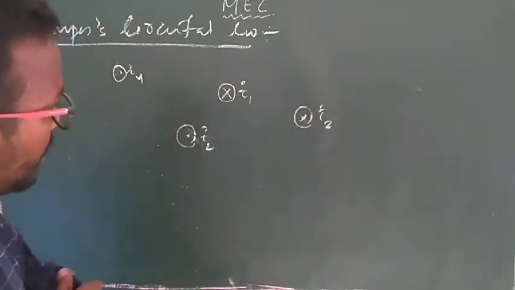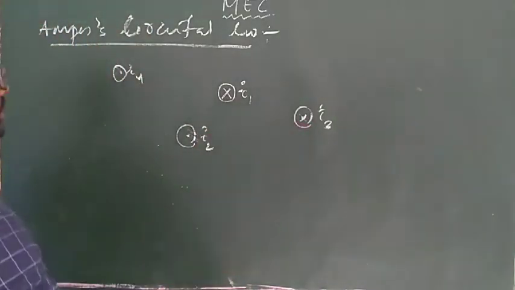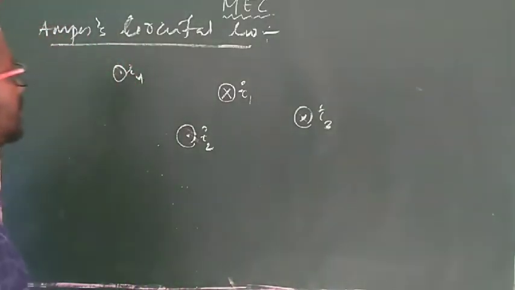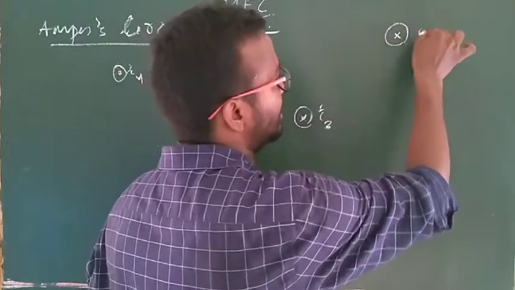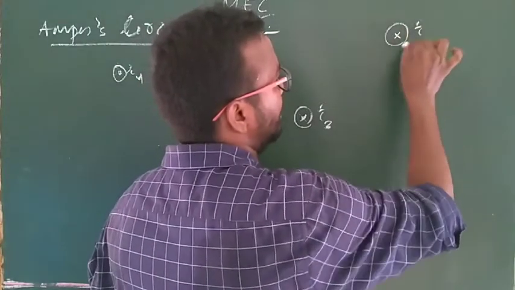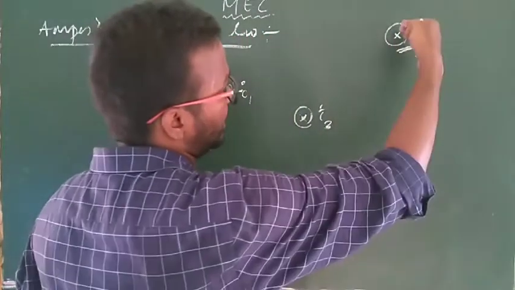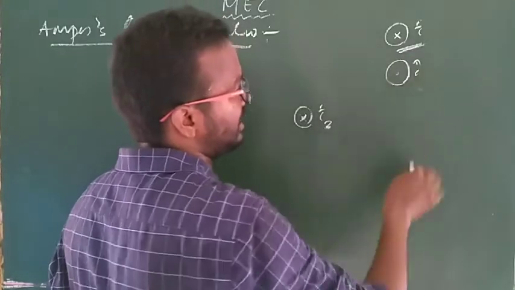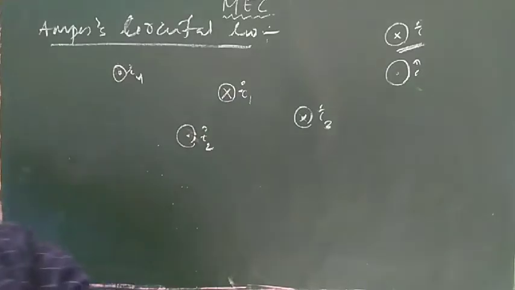The current flowing through the conductors is not the same, it's not equal. There are different currents, different magnitudes of current flowing through the conductors. We know what this dot indicates. This cross indicates that the direction of current is inward and perpendicular to this plane. But this dot indicates that the direction of current is outward and perpendicular to this plane.